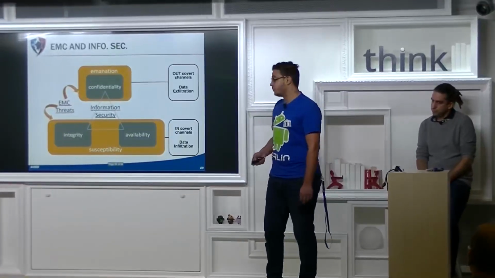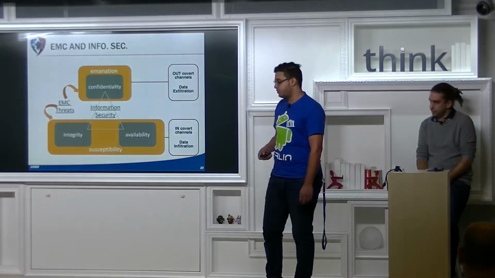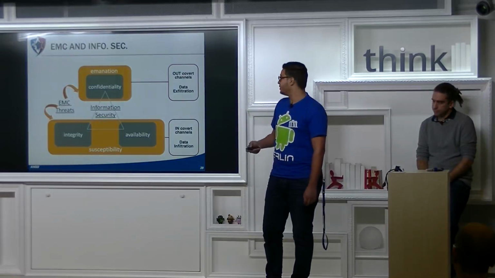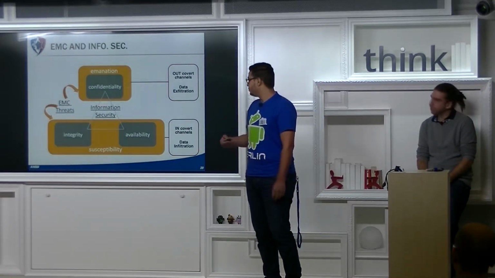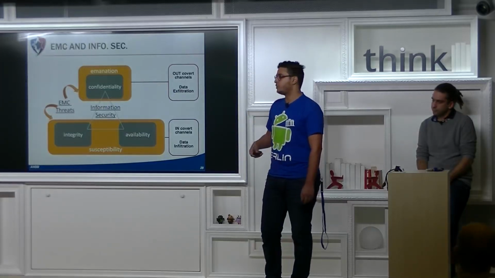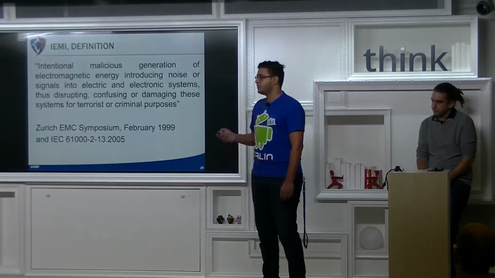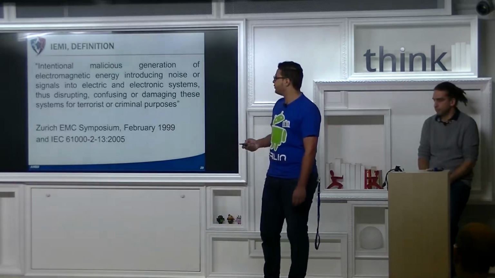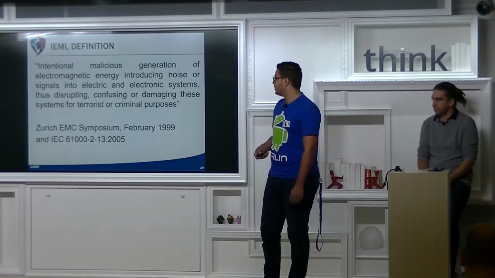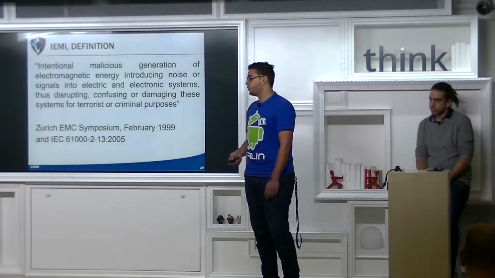Today we're going to talk about covert channels. Relating back to EMC and info security, we have the emanations, which is for data exfiltration, and by involving the susceptibility of electronic devices, we will try to inject data if possible. So what's IEMI? IEMI is the use of intentional malicious generation of electromagnetic energy, introducing noise or signals into electronic devices, thus disrupting, confusing, or damaging the system for terrorist or criminal purposes.